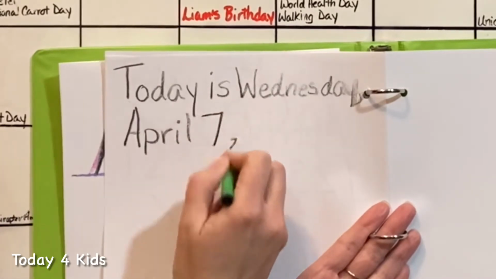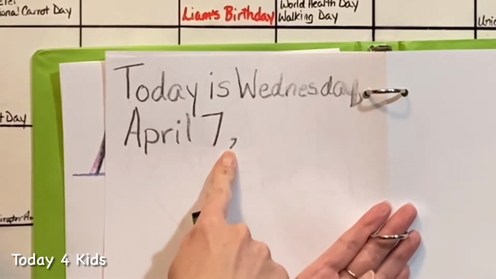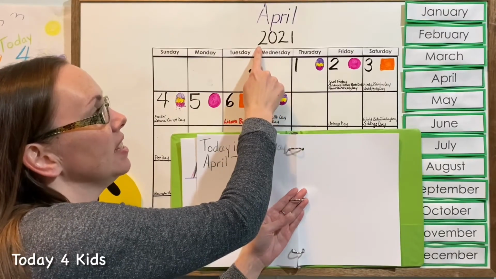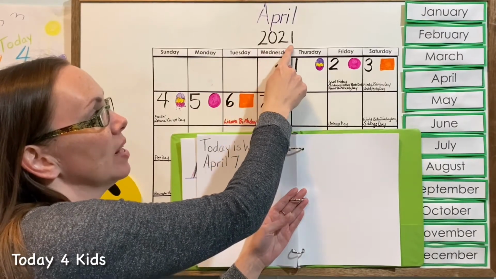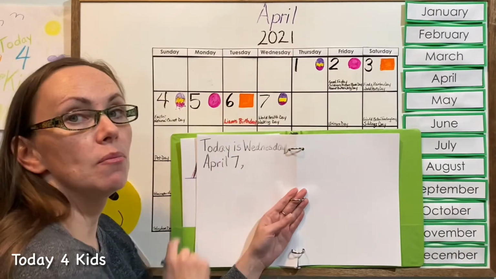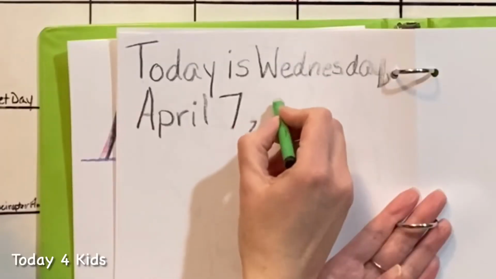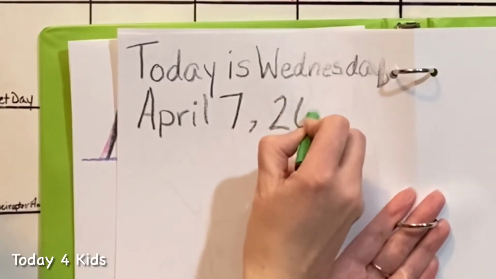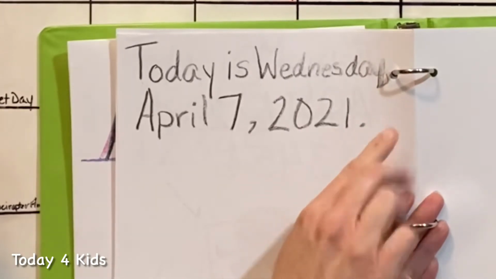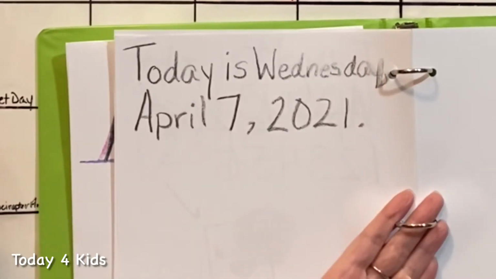And then a comma. And that comma reminds us to pause before we say the next word. And the next word is going to be our year. And the year is 2021. You can also say 2021. Both of those ways are correct. So put a 2, 0, 2, 1, and then a period. And that period reminds us to stop. There's nothing more that we need to say in our sentence.